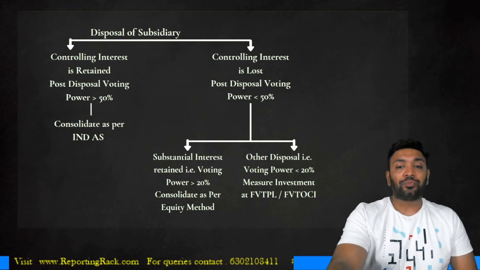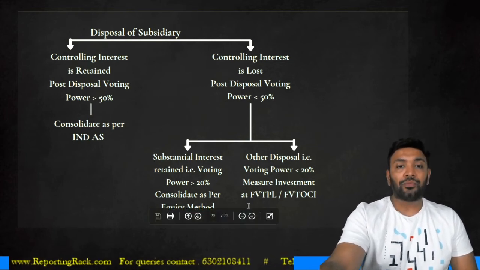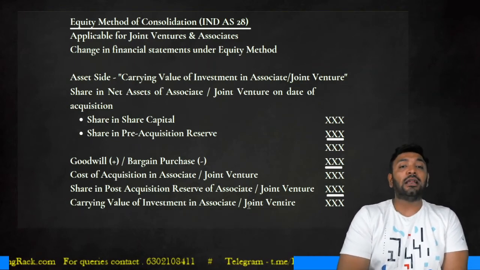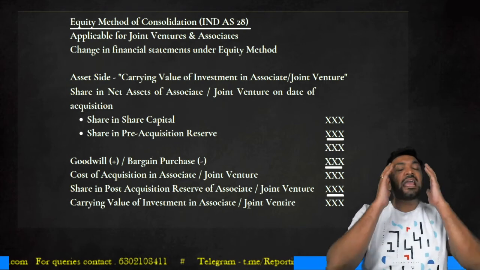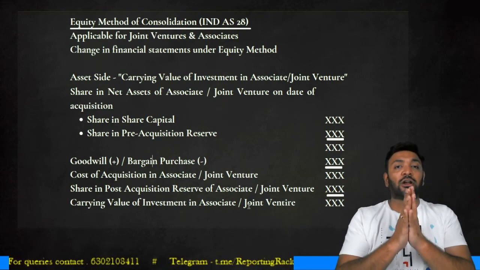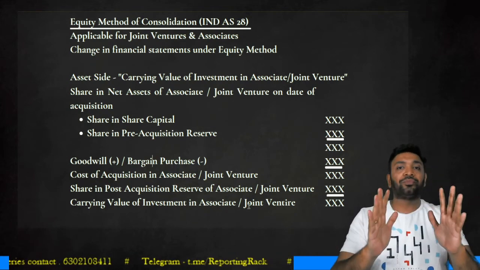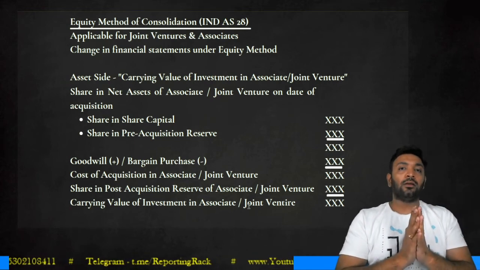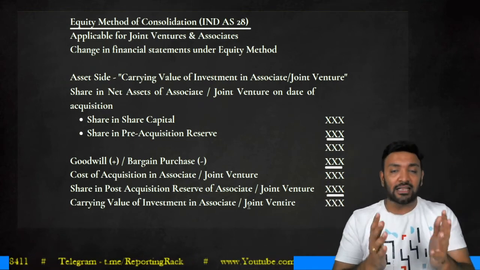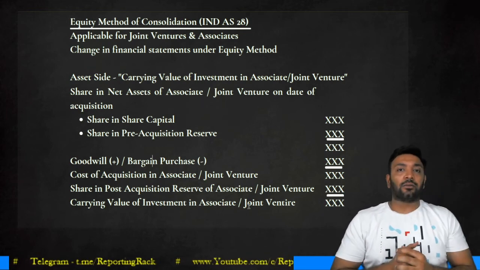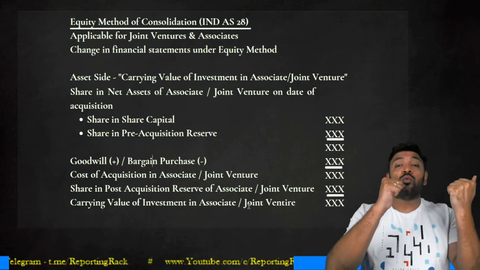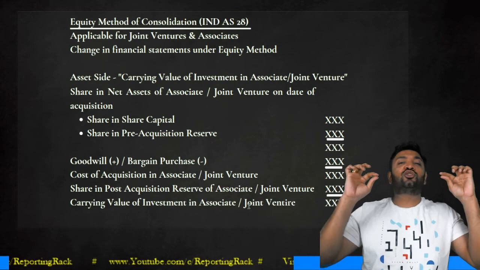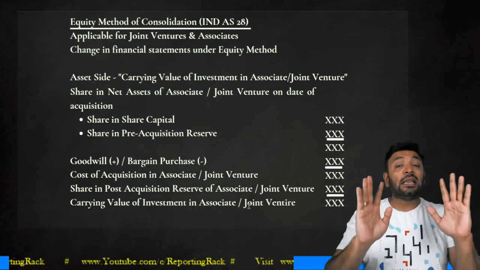Let's move further. Now I will talk about the equity method for joint ventures and associates. When I ask you to prepare a financial statement as per the equity method of consolidation, remember, whatever is the balance sheet of the holding company, as it is will appear. Sir, where is consolidation then? Wait. Two changes occur. One change I'll do on the liability side, one change I'll do on the asset side. The change on the asset side and the liability side should be exactly the same. Then only your balance sheet will tally.